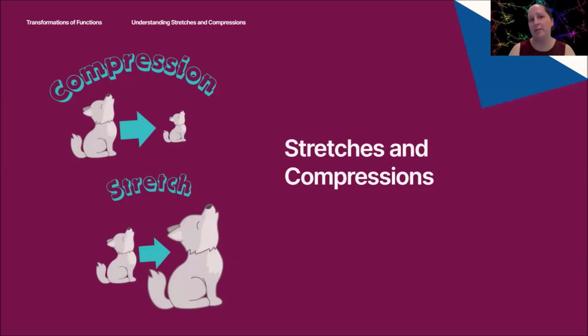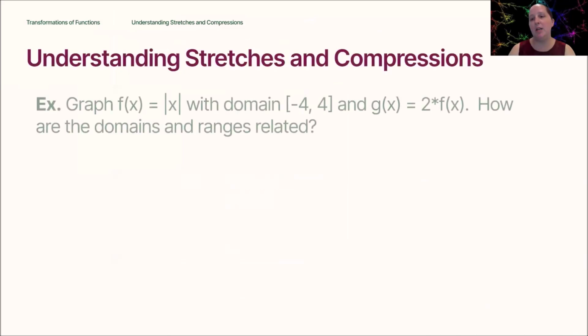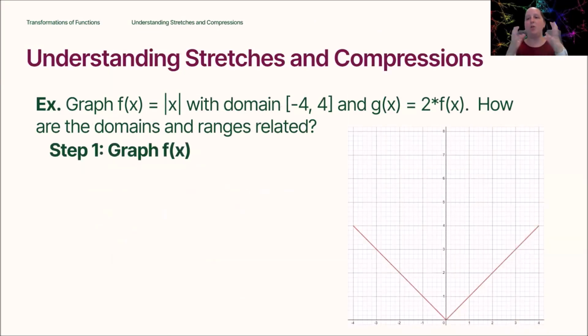Stretches and compressions. Okay, so stretching or compressing, I'm just figuring out if it's going wider or if it's going smaller. Okay, and that's both vertically and horizontally. So I want to graph f of x equals the absolute value of x with domain negative 4 to 4, and g of x equals 2 times f of x. How are the domains and ranges related?